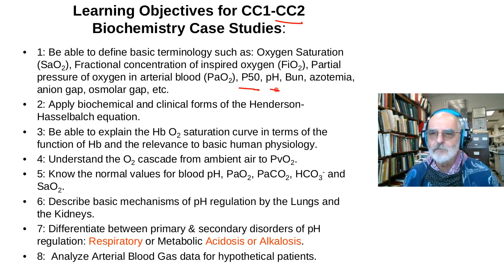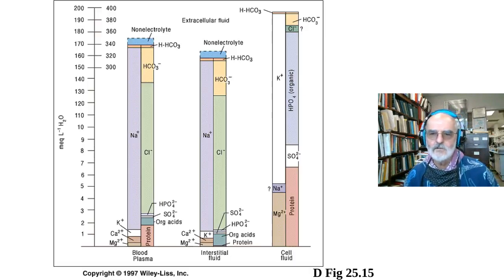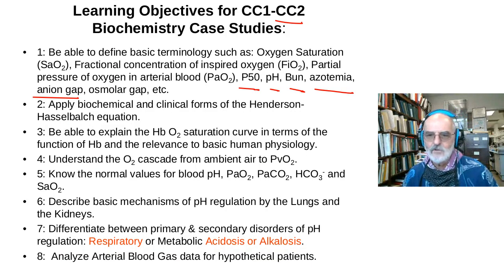Then pH of the plasma, BUN, blood urea nitrogen, azotemia. This is a term that has to do with excess nitrogen sources in the plasma. This usually refers to a condition where you have kidney failure. Anion gap. This has to do with the cations and the anions. Do the numbers add up? And if they don't add up, why?